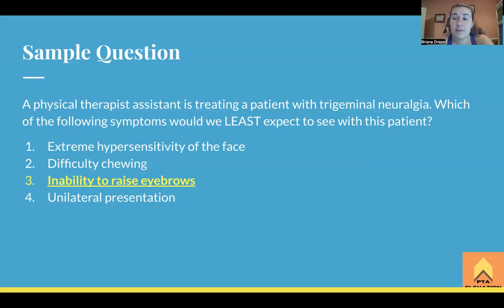Again, extreme hypersensitivity of the face, pretty standard presentation. Difficulty chewing, again, muscles of mastication. So the chewing muscles are going to be trigeminal. The rest of the muscles are going to be facial. And then unilateral presentation, pretty common with this one. Again, remember, it could be bilateral, but it's most likely going to be unilateral. So again, least likely to see the eyebrow problems, because that's going to be a deficit of cranial nerve 7 versus cranial nerve 5, which is the trigeminal nerve.